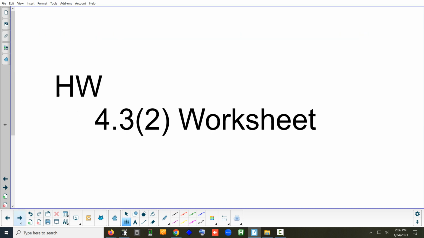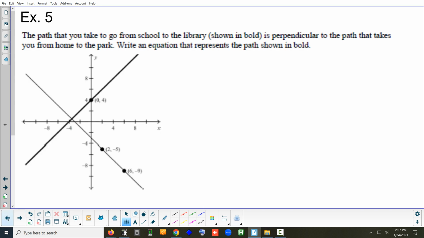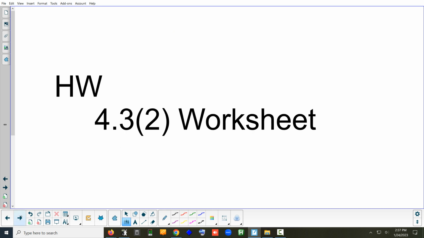Okay, so the homework is a worksheet on 4.3 part 2, but here's the thing on the worksheet, you do not have to do the word problem. I think there's a word problem that looks something like this. Don't do the word problem. We're going to do the word problem as a warm-up. So skip the word problem.